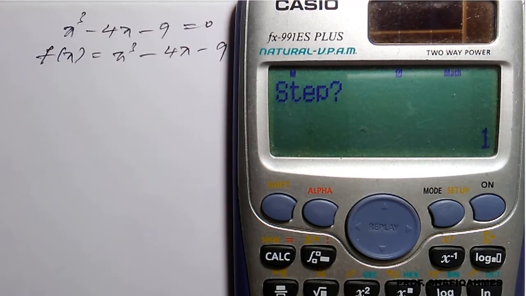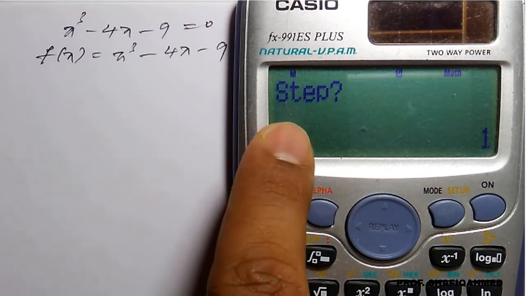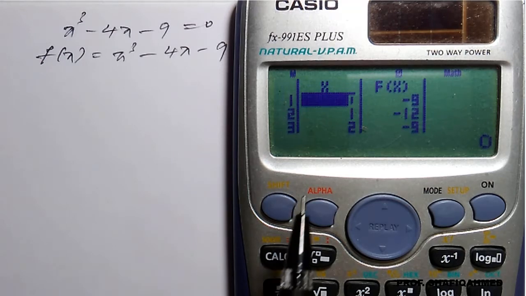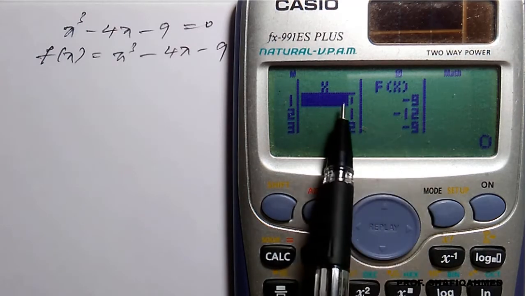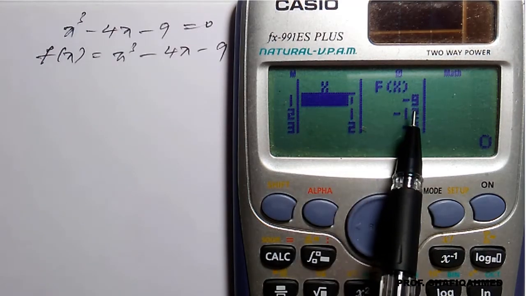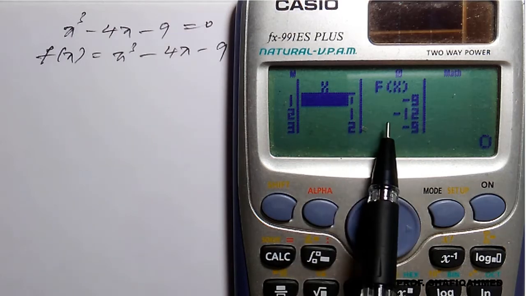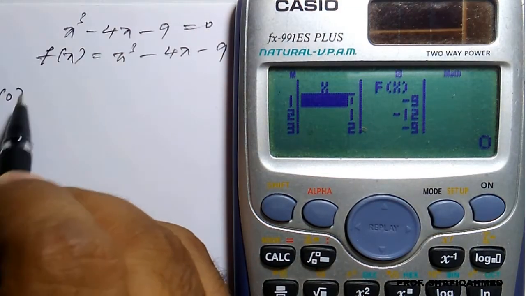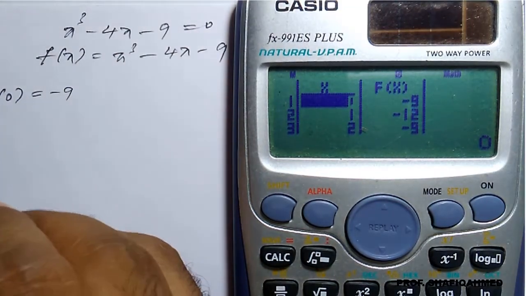And the jump: the distance between 0 and 1 is 1, and between 1 and 2 is 1, so the step size is 1. Press 1 equal. Now you can see that if x is equal to 0, the value is minus 9. F of 0, the answer we got, is minus 9.